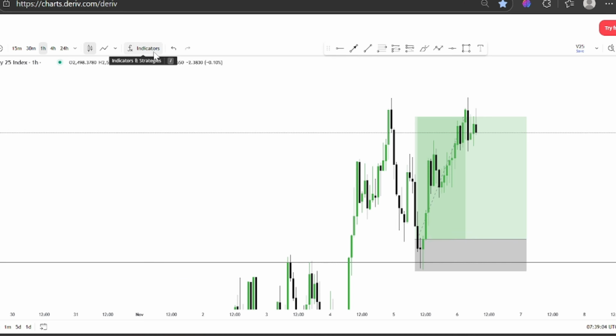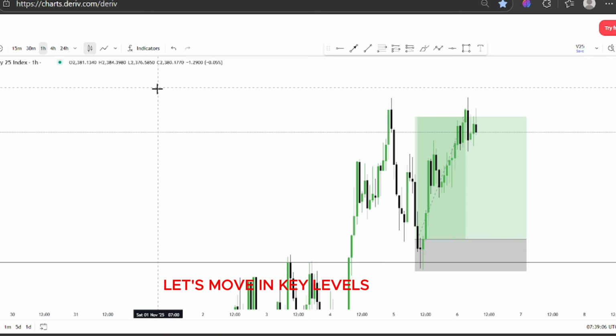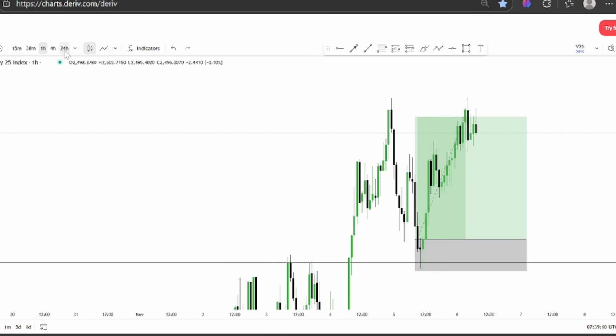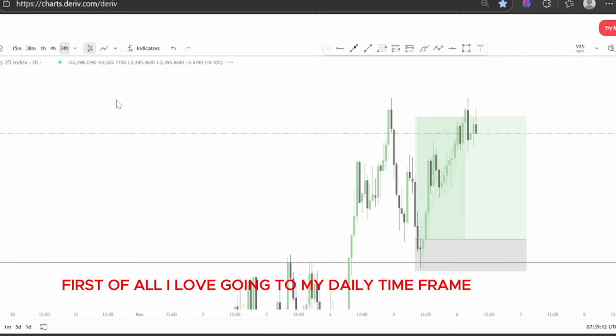All right, let's move in. Key levels. How do you identify key levels on your charts? First of all, I love going to my daily time frame.